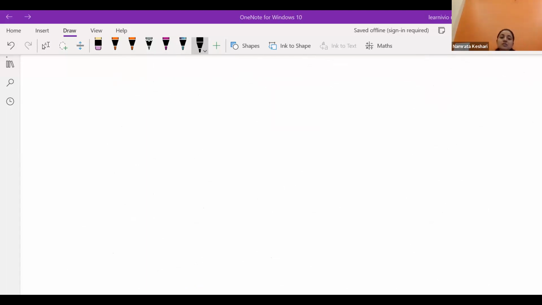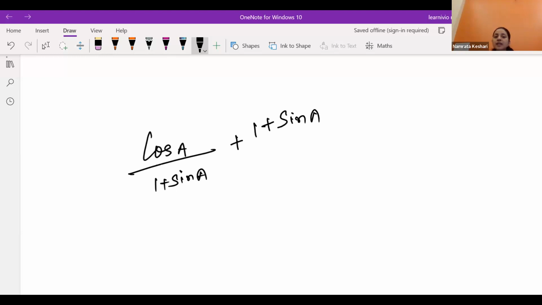Next question is this one, which you will be able to do by yourself. Cos A by 1 plus sin A is there. We are not going to do it together, but let me give you a hint how you will proceed from here. Just take the LCM and do the fractional addition over here. You will end up getting the other side.